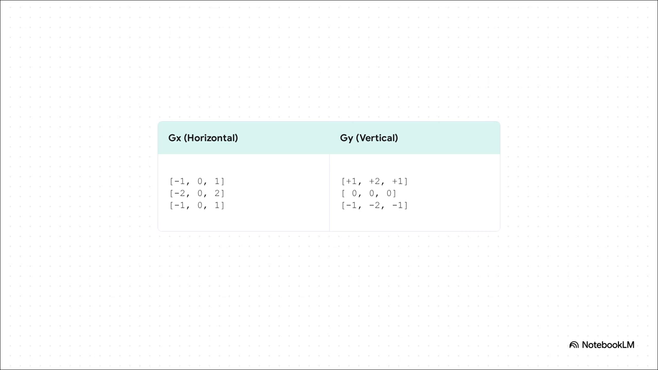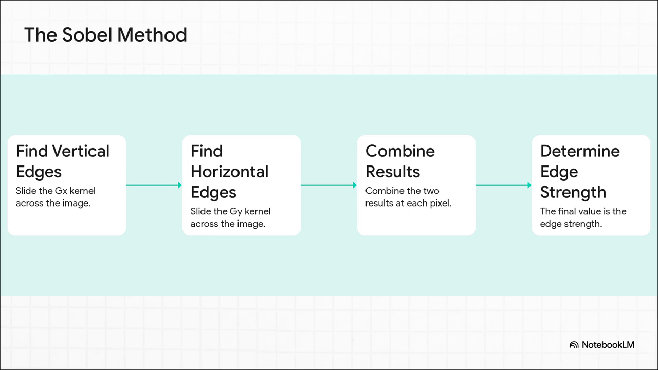And here's the entire toolkit for the Sobel operator. It's just these two tiny grids of numbers, these kernels. The one on the left, GX, is built to find vertical edges. See how it has negative numbers on one side and positive on the other? That mathematically highlights spots where pixels go from dark to light horizontally. The GY kernel does the exact same thing, but it's looking for horizontal edges. Simple as that.